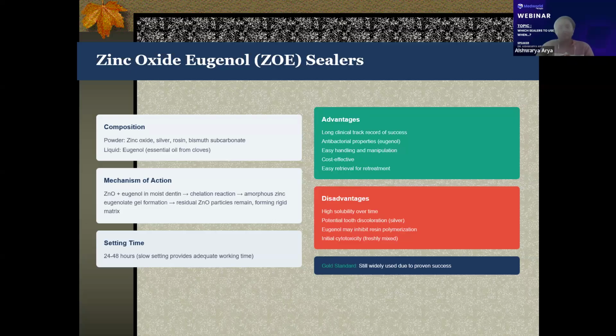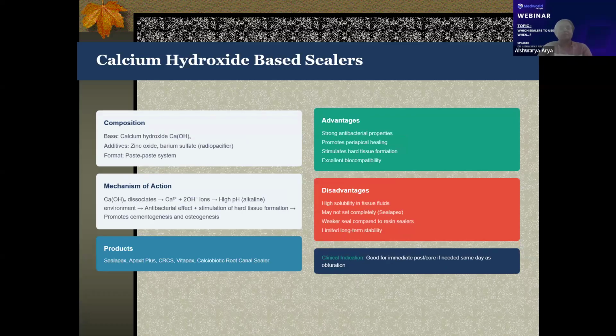So, given all the disadvantages, the advantages, if we look at them, were its long-term record of success. Of course, like I told you, it is cost effective. One bottle of eugenol can be used for a lot of cases. And the best part is it can be easily retrieved in cases of retreatment. Moving to the next would be the calcium hydroxide base sealer. Of course, it came with a lot of antibacterial properties, providing better periapical healing, also stimulating some kind of tissue formation and extended biocompatibility.